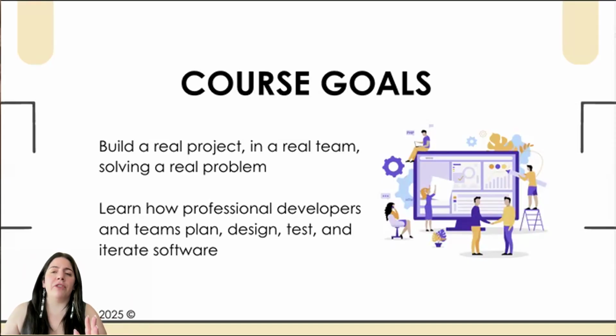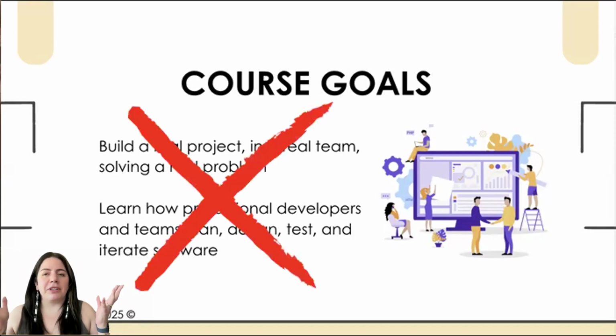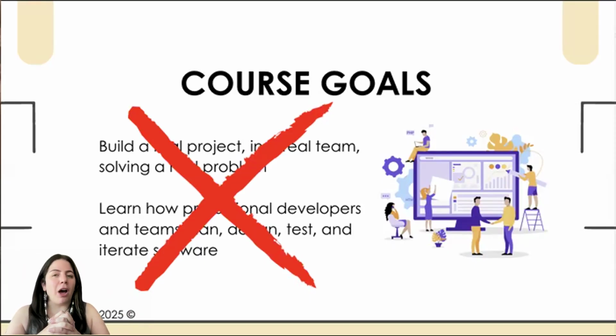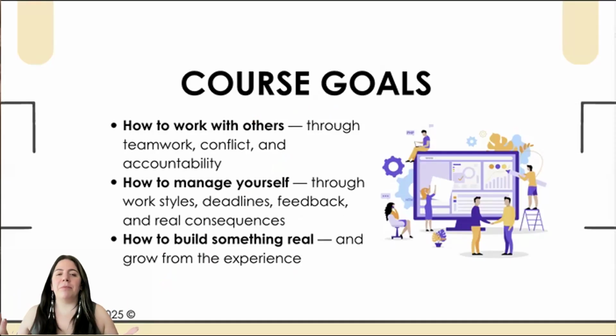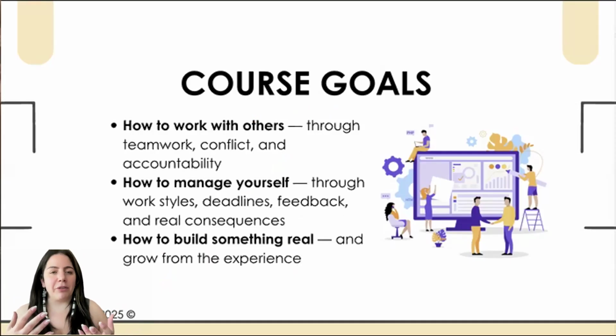Now, these are the official course goals, but I'm here to tell you that those aren't actually the only course goals. There are some subtext course goals that people often learn when they take this course. And I think it's important that we highlight those. So the first is that we're actually going to learn how to work with others. Even if you've done group projects before, I find that this project brings out a very different side in people. We're going to have teamwork. We're going to have conflicts. We're going to have to talk about accountability and what we're going to do when things go wrong.